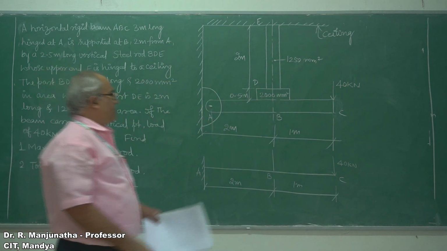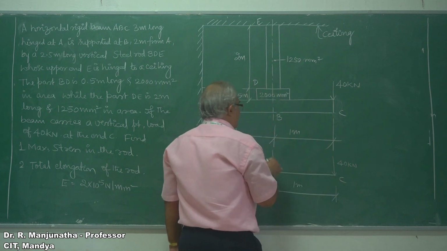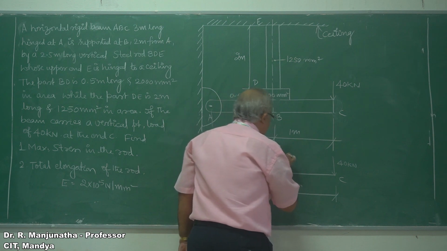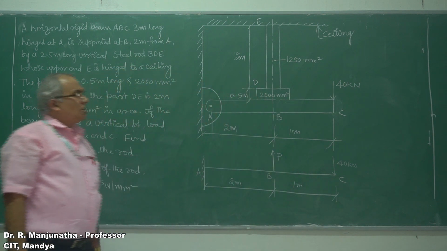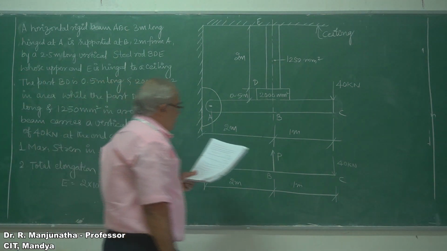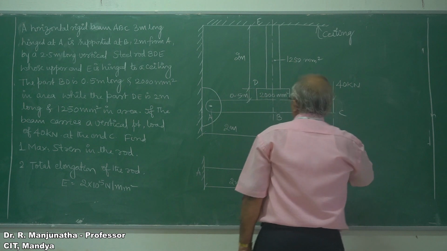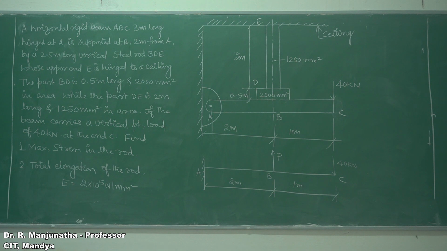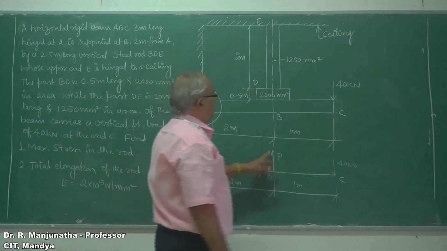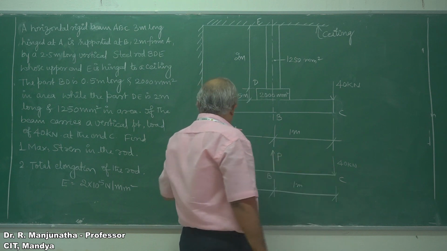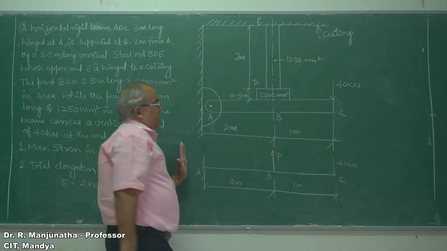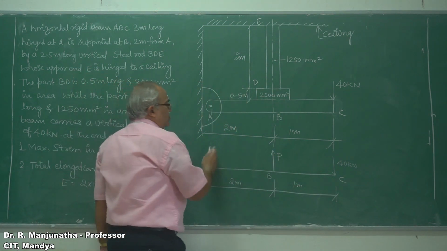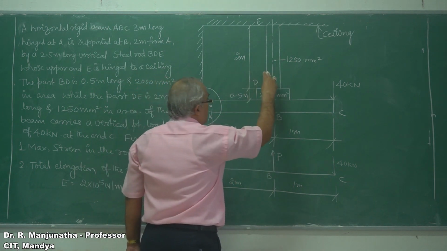Now when the 40 kilonewton is applied here, in order to keep this body in equilibrium, we have to have a force acting in the upward direction. We will consider that force as P. So we need to analyze how to solve this problem. Considering the moment about the point A, 40 into 3 will be equal to P into 2. So we will be able to find out the load coming on this.